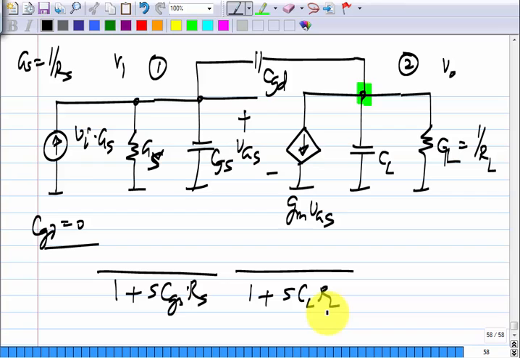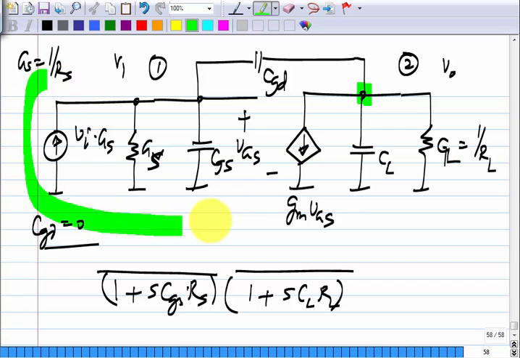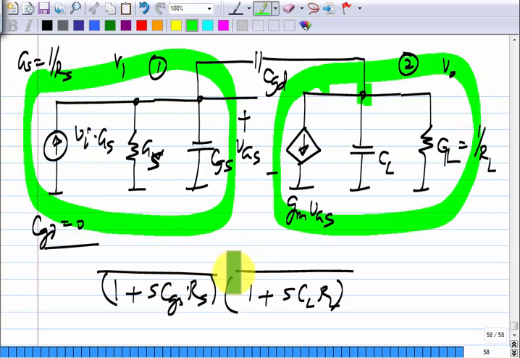1 plus S CL RL. Now, it is a second order system, but it's a second order thing that can be factorized into two first order forms like this. Essentially, it's a cascade of two first order systems. So we have this part and that part separately, and the pole frequencies are also easy to identify. Why do we get this CGS RS? That's because of this particular network. You look at CGS, the resistance that appears across it is RS. So the time constant is CGS RS, or the corresponding pole frequency is at minus 1 over CGS RS. Similarly, across CL you have RL and so on.